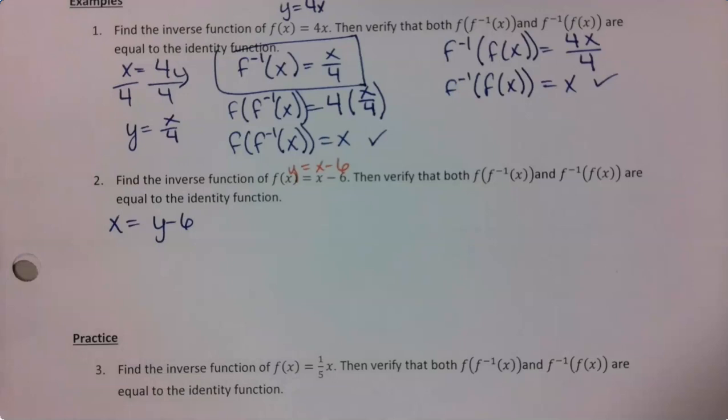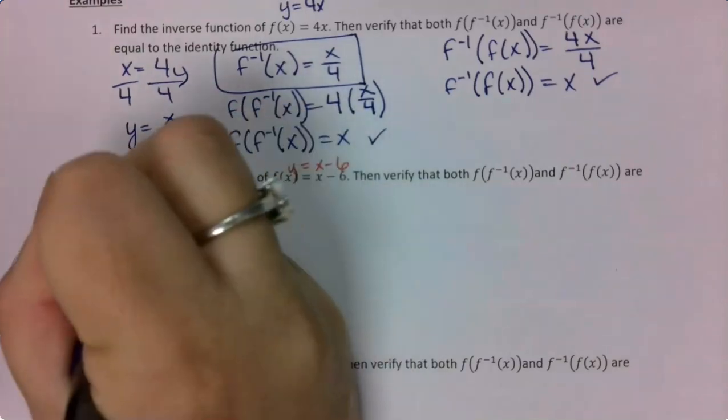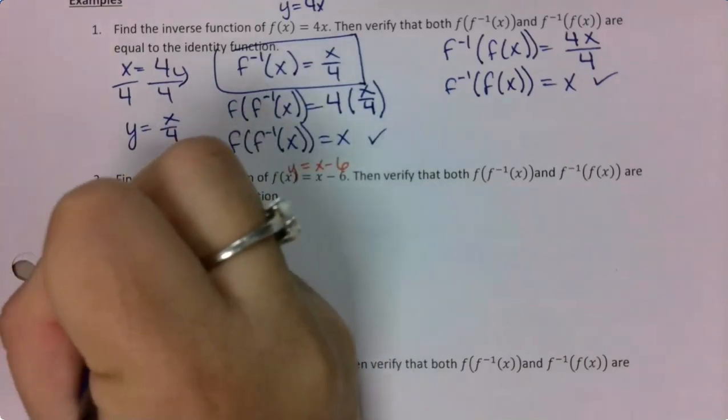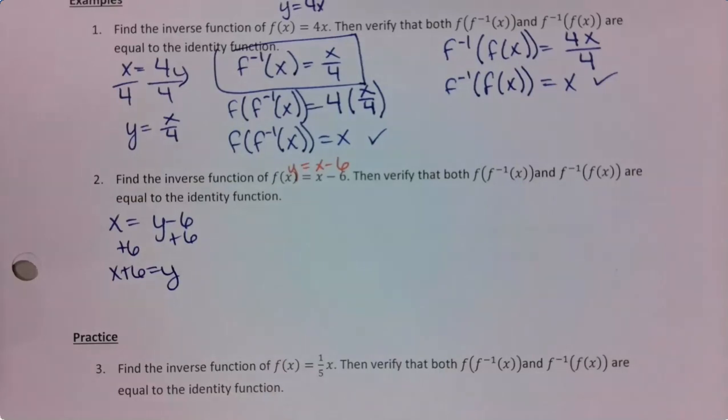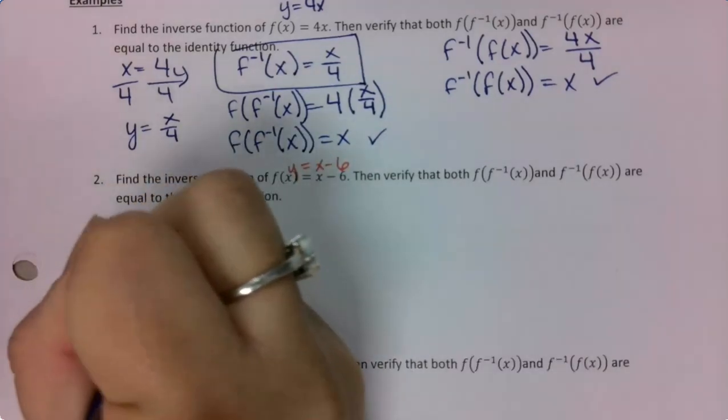Okay, so then I want to solve for y. How do I do that? Add the 6 to both sides. So I get x plus 6 equals y. So my inverse function is x plus 6.